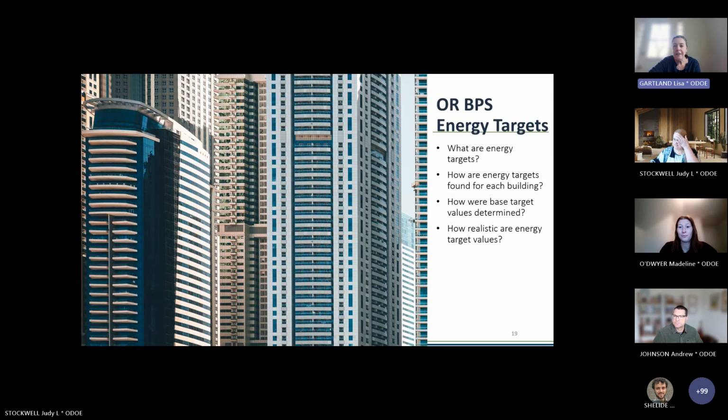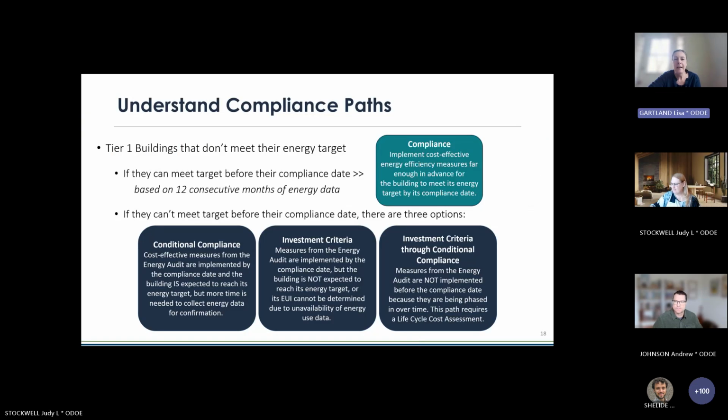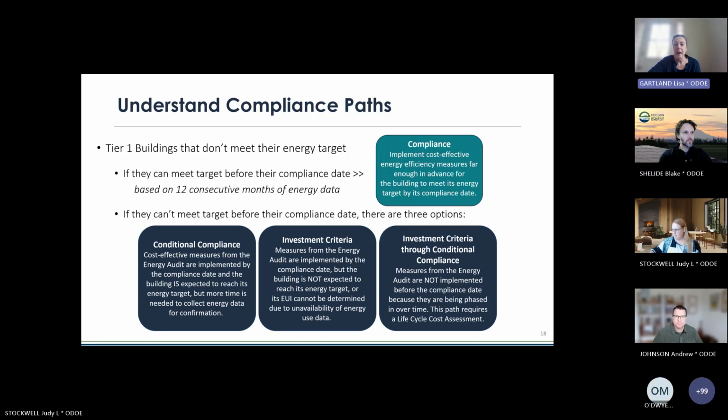Great. Actually, go back for a second. I just want to make one thing clear about the different compliance paths and about meeting your energy target. If you don't meet your energy target, you need to follow one of those 3 compliance paths on the bottom. Hopefully you can meet your energy target, but a lot of buildings aren't going to be able to. They're just not, no matter how many cost-effective measures you implement. And in that case, I just want to make sure that you understand we're not forcing you to meet a target. We're asking you to try to take action and reduce energy use. So just to make that very clear.